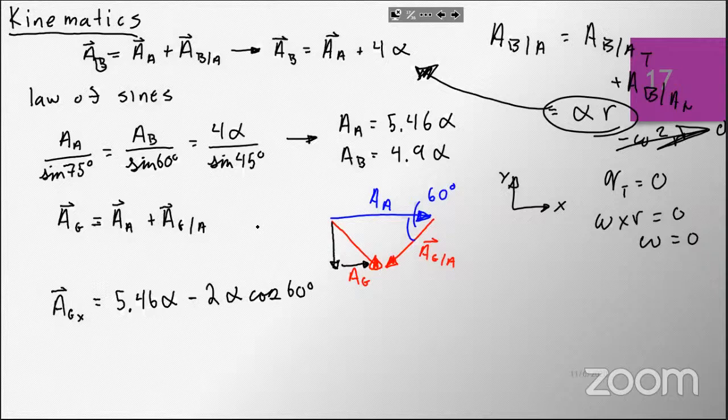For the same reason, when we talk of A, we talk about AG with respect to A, right? For the same reason here, A of G with respect to A is equal to 2 times alpha, because it's half the distance away from A as we were before. There's still no normal acceleration. It's multiplied by the cosine of 60 because I want the x component of this, right?